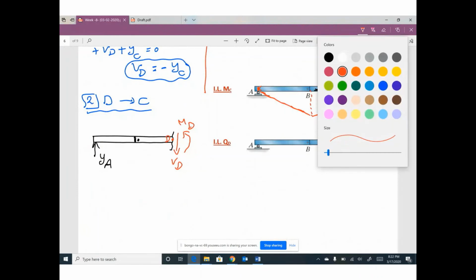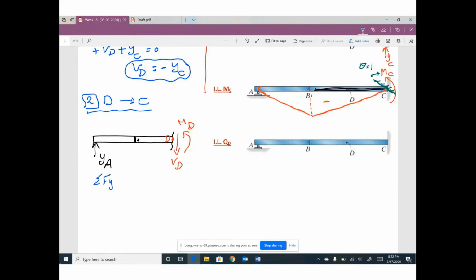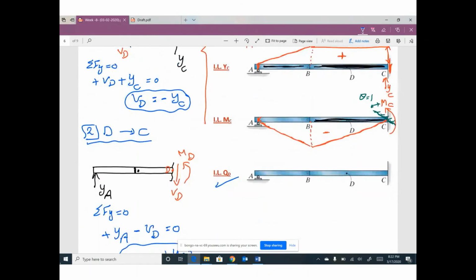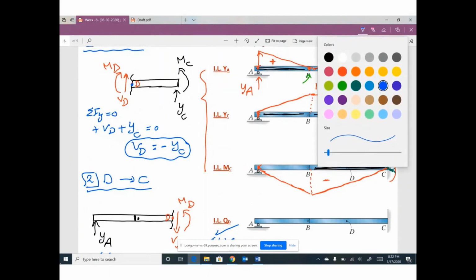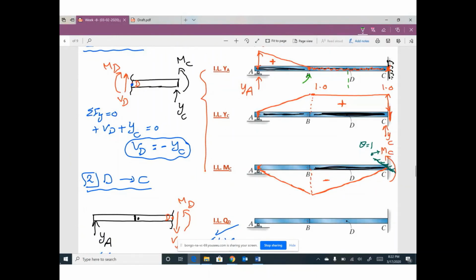So if you apply summation F of Y equals 0, we have positive YA, we have negative V at D equals 0. That means shear at D equal positive YA. Finally, we are looking to draw confluence line for shear at D. Can be written QD or confluence line for shear at D. Both of them work. So I recommend to draw a vertical line from D down like this and start to make cut and paste.